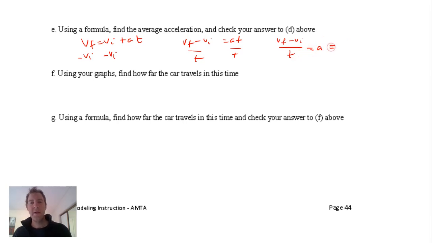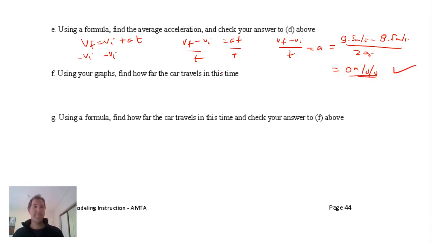Put the numbers in. Vf, final velocity, is 8.5 meters a second minus initial velocity, it doesn't change, 8.5 meters a second, over 20 seconds. What's 8.5 minus 8.5? 0. 0 divided by 20 is 0. Same answer, on track, great.